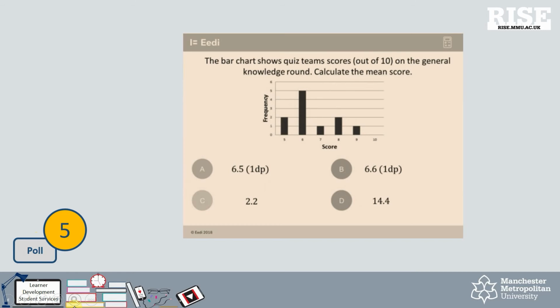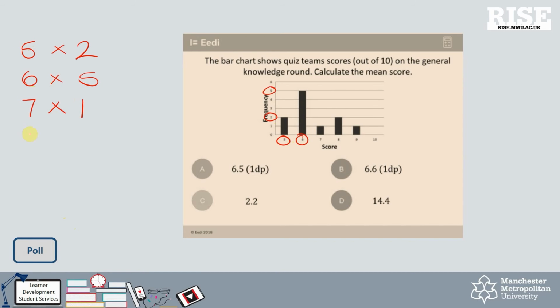Try and find the mean score for each team here. Multiplying across then, I can't do just yet because it's not actually given as a frequency table. It's given as a frequency diagram. So the first thing you might want to do is convert this information into a table. I can see that 2 teams got a score of 5. I can see that 5 teams got a score of 6. So I can go on and down like this.